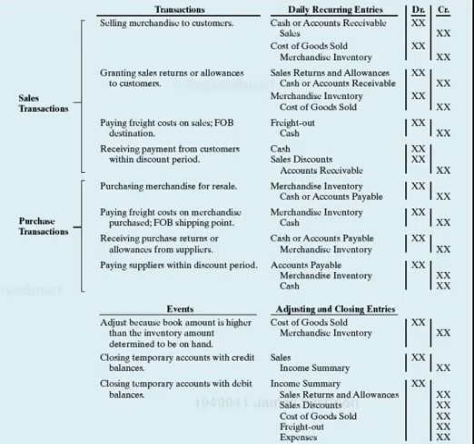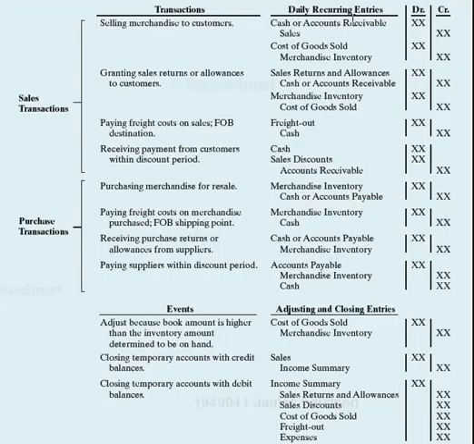So if we look at the sales transactions, the first one is selling merchandise to customers. For example, if Walmart is selling to you, they're going to debit cash or accounts receivable depending on how the transaction is paid for, and they're going to credit sales. Most likely it's going to be a cash transaction if you're using a credit card, but you get the point. Cash or accounts receivable is how they're going to receive that. That's their asset they're debiting, and they're going to credit sales.